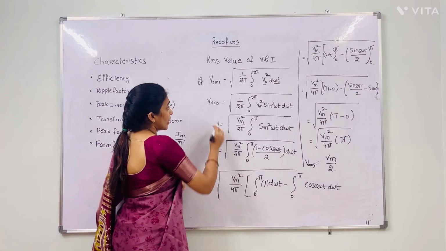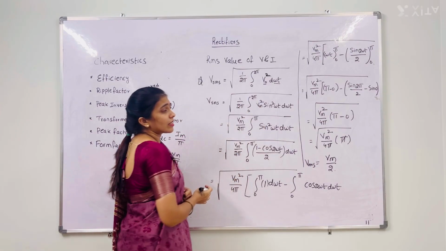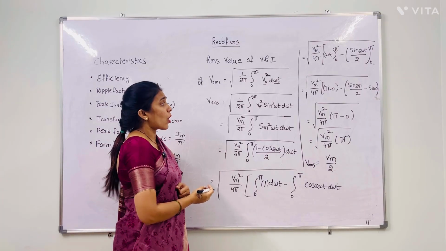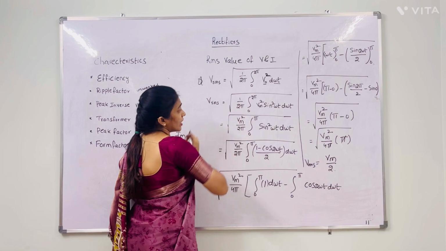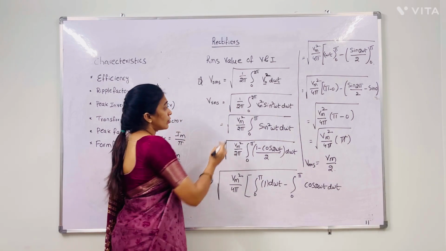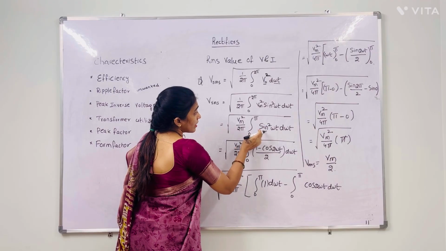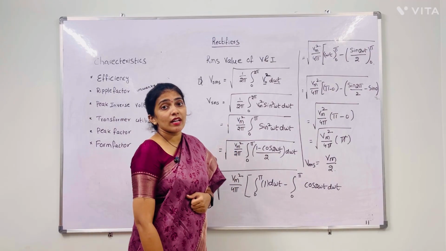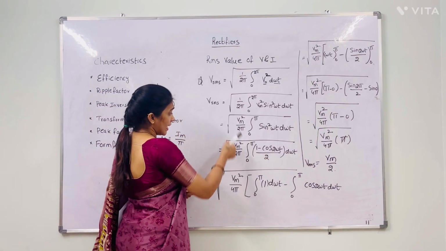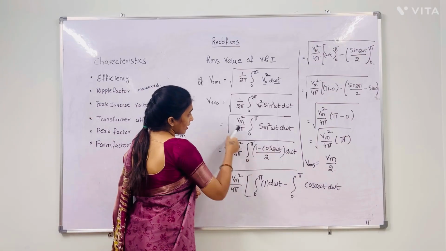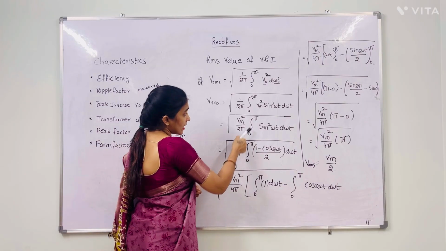In the next equation, Vm is a constant term, so I am taking it outside of the integration. So Vm square by 2 pi, integral 0 to pi, and the remaining term is sine square omega t d omega t. Right. In the next equation, under root Vm square by 2 pi as it is, integral 0 to pi, sine square omega t formula.